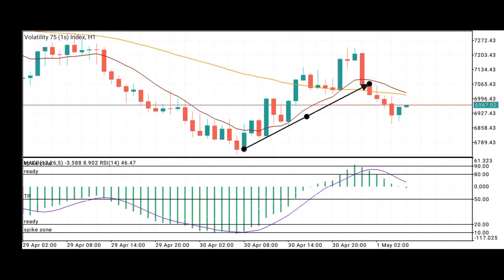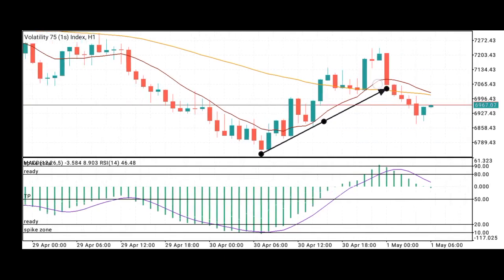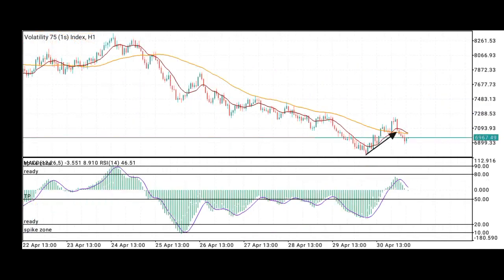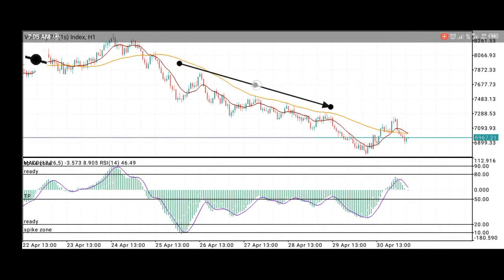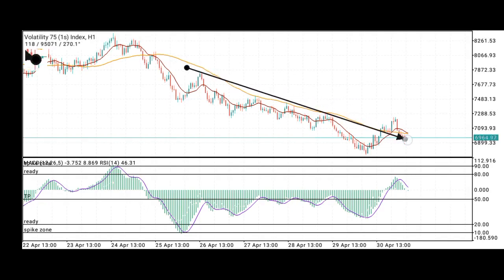I want to show you how to determine the trend of the market and to look for potential entry points. We're going to start our analysis from the 1 hour time frame down to the lowest time frame. So let's start with drawing the trend of the market.